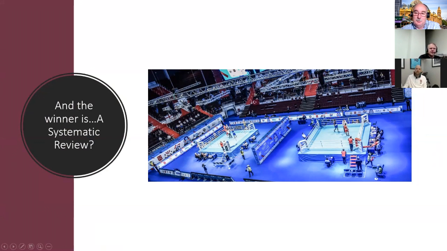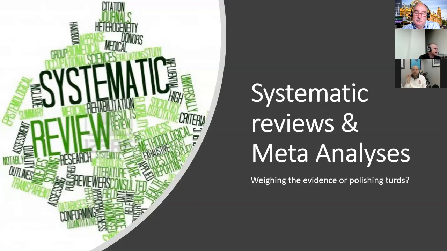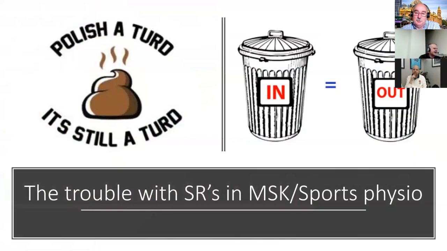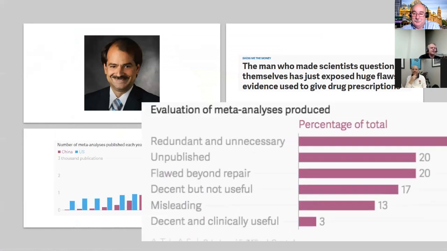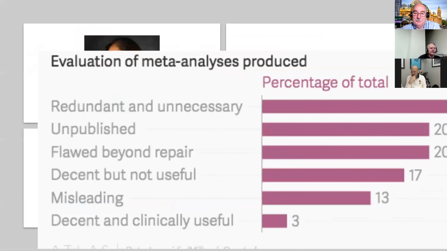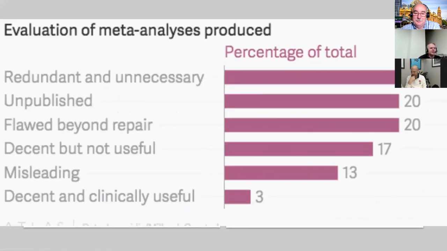But this is the drama with it: if it's garbage in, it's garbage out. You can't polish a turd. John Ioannidis is the guy who talked loads about this, and no doubt you've come across what he was saying before, but he reckons a lot of the systematic reviews and meta-analyses that we're doing, we're down to about 3% of them that are actually published that are decent and clinically useful. That's the fault of the journals, the reviewers, and probably the supervisors who are telling their students, all right, thing one you've got to do is go and do a systematic review for me.